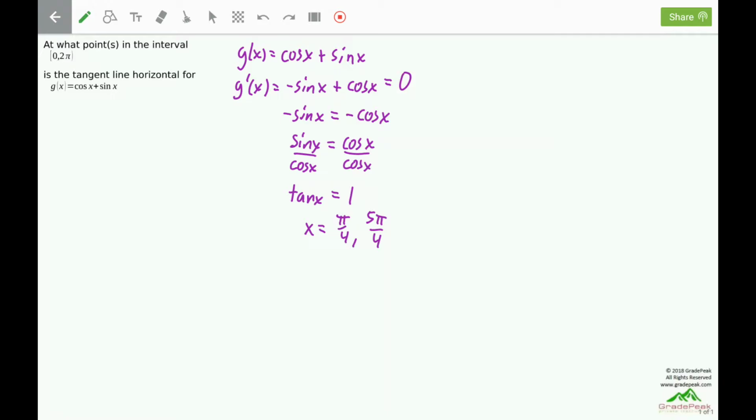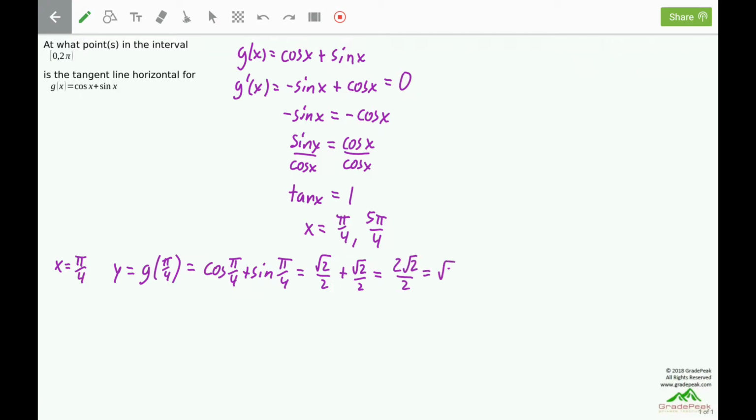We're going to want to find the corresponding y-coordinates to each of these. So let's start with x equals π/4. Our y-coordinate will be found by plugging π/4 into the function g(x). So g(π/4) is cosine of π/4 plus sine of π/4. The cosine of π/4 is √2/2, and the sine of π/4 is also √2/2. We can add these together to give us 2√2/2, and the 2's can cancel, so √2. That means we have an x-coordinate of π/4, y-coordinate of √2.